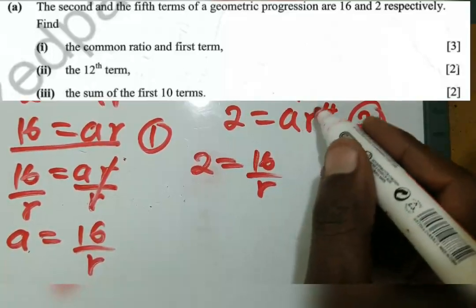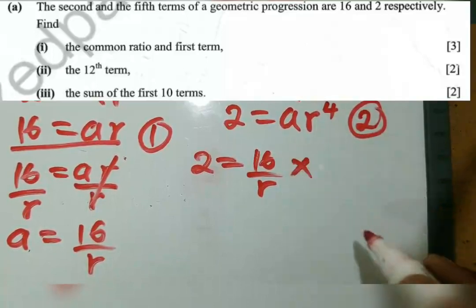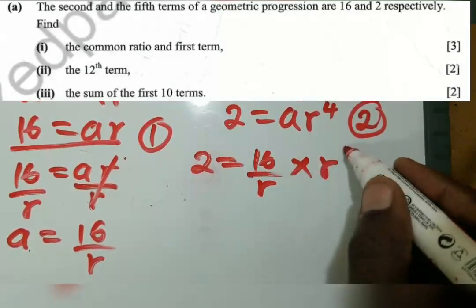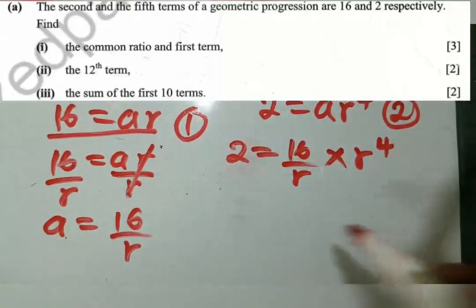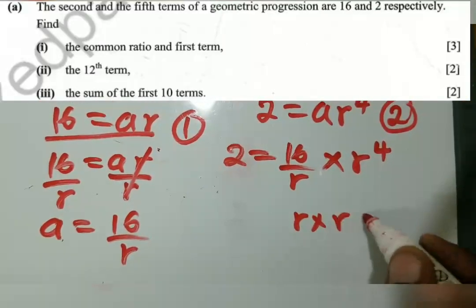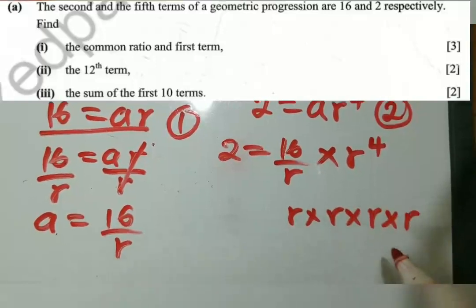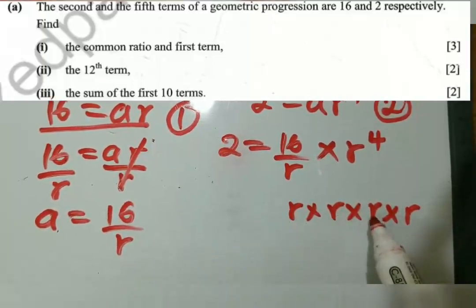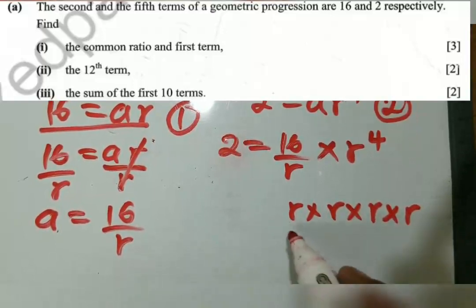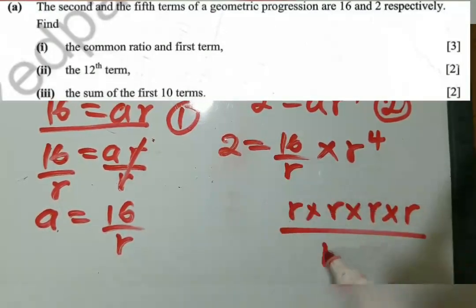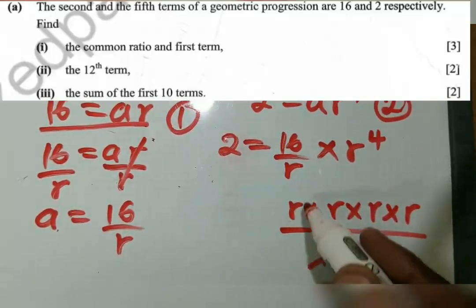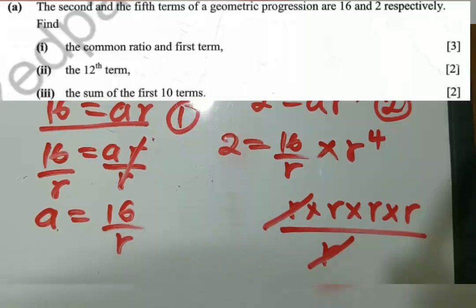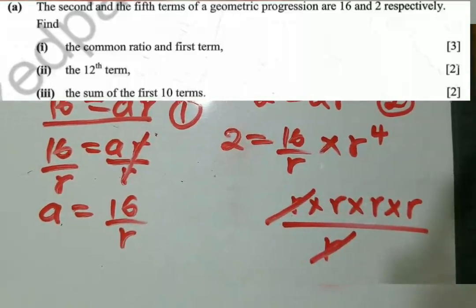Then you know that here they are multiplying by R to the power what? To the power 4. R to the power 4 just means that there is R times R times R times R. There are 4 R's, 1, 2, 3, 4. Then we have 1 R here which we are dividing by. When we are dividing, we are cancelling or subtracting, like that. So we have cancelled 1 R.